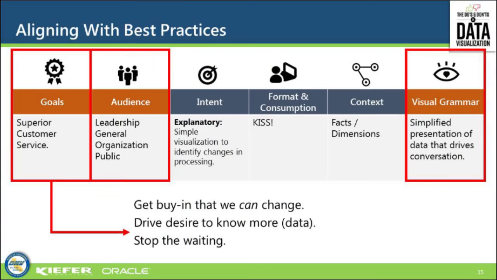Okay, finally, aligning with best practices. The 3 that really stuck out for me, number 1, goals. Our number 1 goal is provide superior customer service. So if I can get you in and out of that field office in less than 30 minutes, I'm pretty proud of that. I think all of the people inside DMV would be very proud of that. That's a terrific way to achieve that goal.